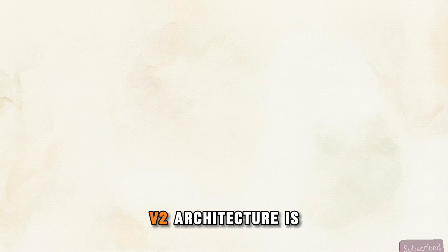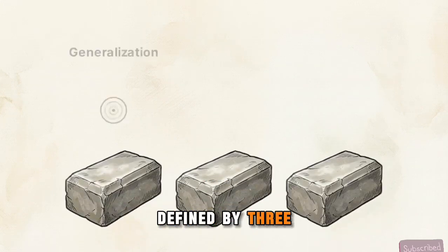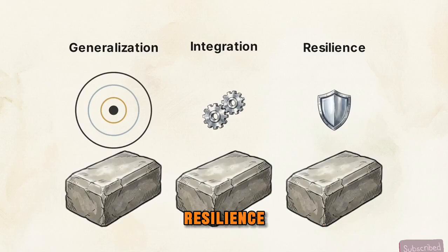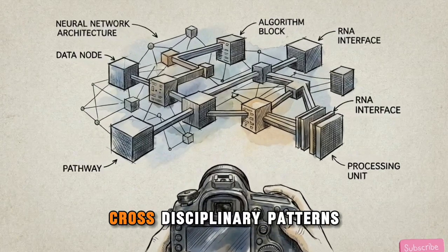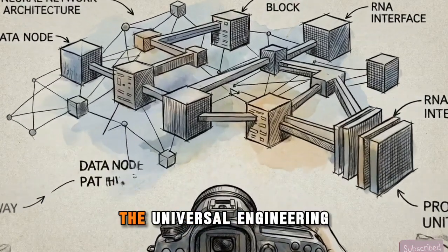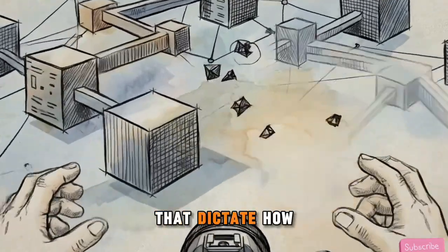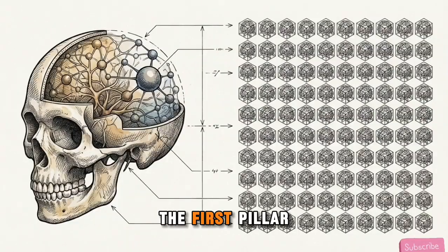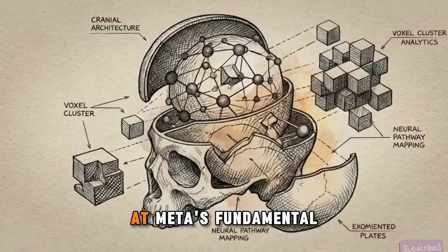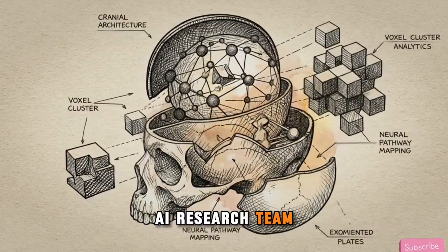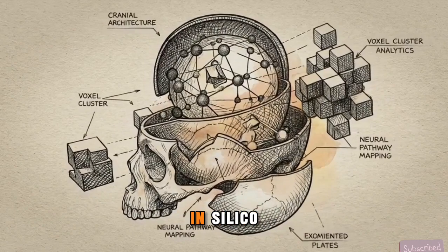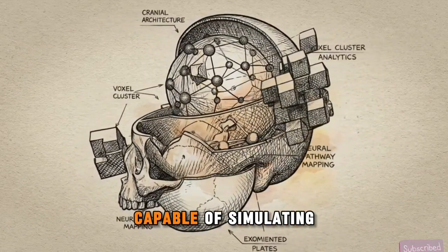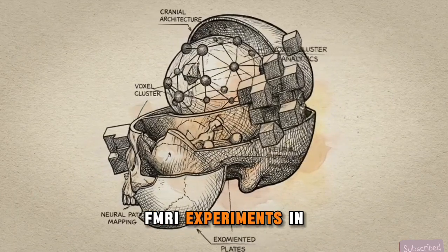A mature V2 architecture is defined by 3 objective pillars: generalization, integration, and resilience. By analyzing these cross-disciplinary patterns, we can map the universal engineering principles that dictate how the next generation of human-aware technology is built. The first pillar is generalization. At Meta's fundamental AI research team, engineers set out to build an in silico digital twin of the human brain, a computational model capable of simulating fMRI experiments in seconds.